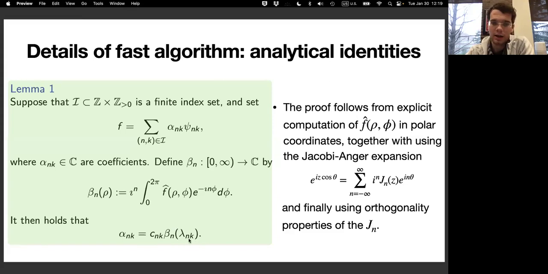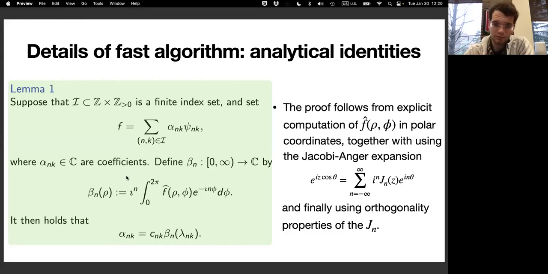Again, lambda nk, that's the kth root of the nth Bessel function. So it's a constant that's known. You can pre-compute it if you want. But the point is, if you take this helper function, evaluate it at a special radius, you get what you want. And the proof of this is an explicit calculation.